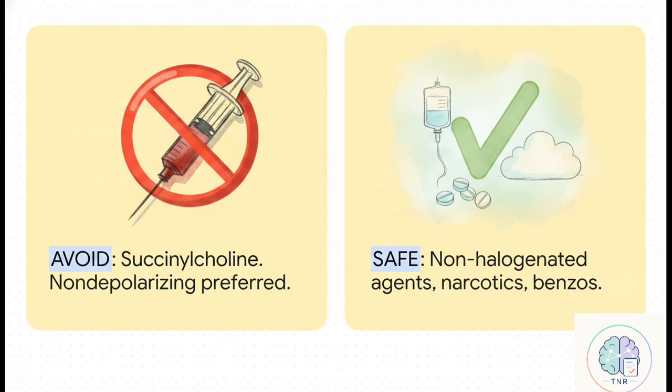Here's the exact breakdown. Avoid succinylcholine at all costs. Just don't use it. Safe: you can safely use non-halogenated anesthetics. This list includes narcotics, barbiturates, benzodiazepines, droperidol, nitrous oxide, and non-depolarizing blockers. Actually, if muscle paralysis is essential for the surgery, non-depolarizing blockers are strongly preferred.